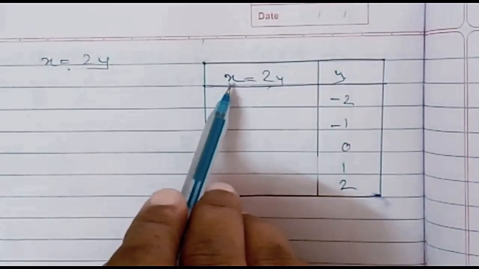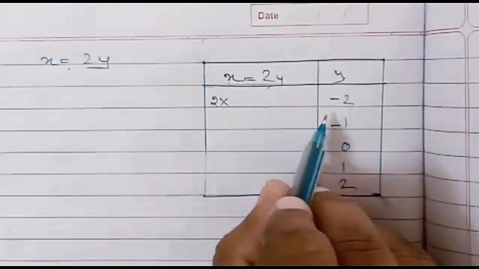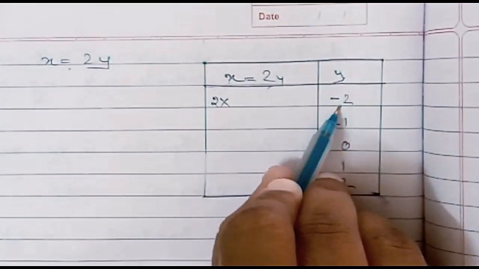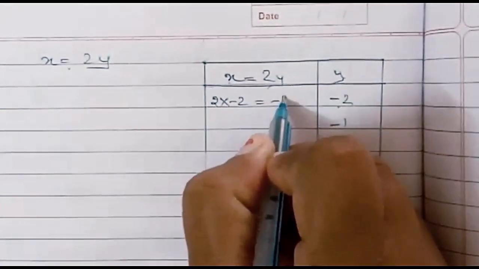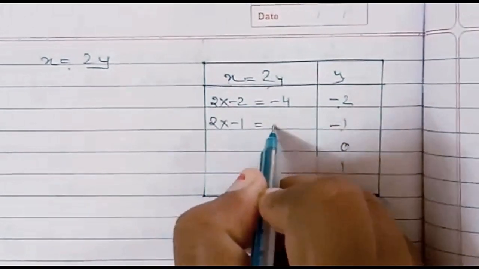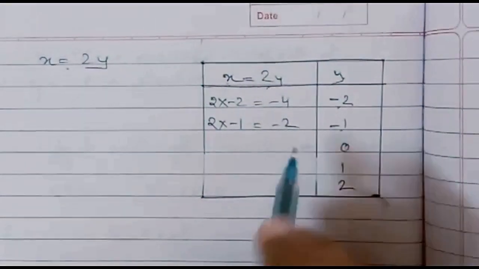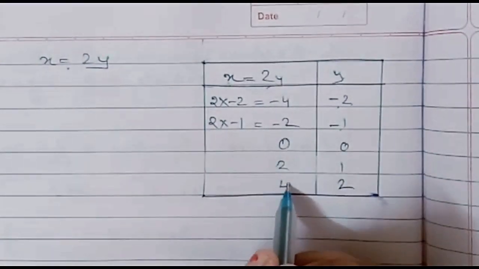So if I want to find out the value of x, I will first write 2 into the first value of y. Suppose the first value of y is -2. So 2 into -2 will be -4. Then the second value, 2 into -1, is equal to -2. Same way, 2 zeros are 0. 2 into 1 is 2 and 2 into 2 is 4.